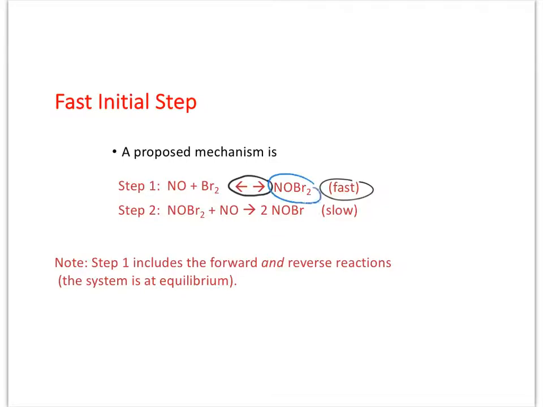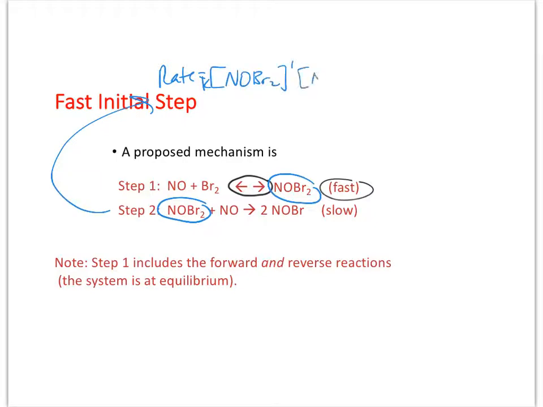I can't have this, if this is the slow step, which I would write my rate law from. Rate equals k times NOBr2 to the first power times NO. That can't be my rate law because my overall reaction doesn't have the NOBr2 in it. So my overall reaction is 2NO plus Br2 produces 2NOBr. My rate law can't have stuff in it that's not present in my overall reaction.